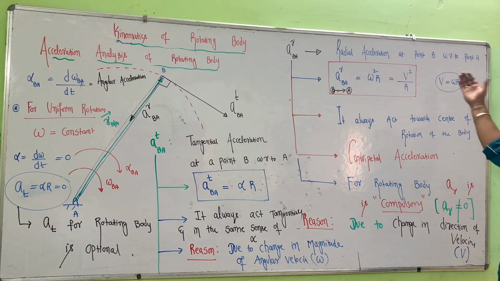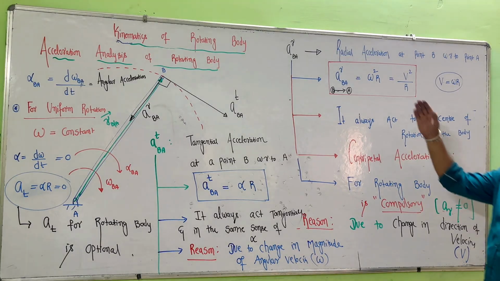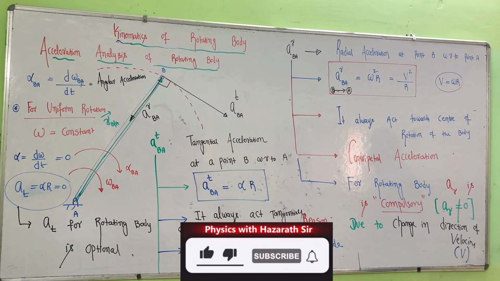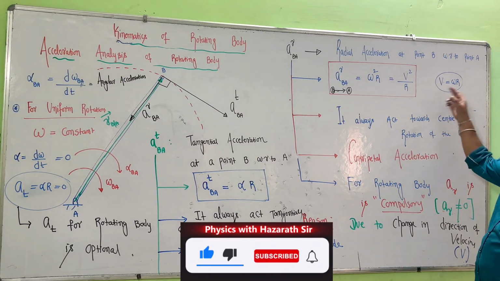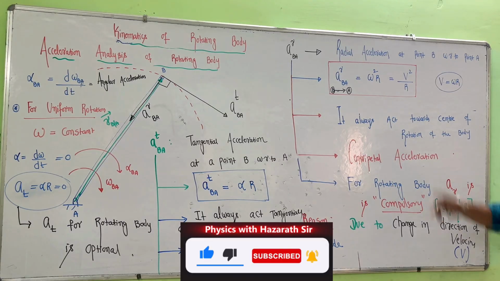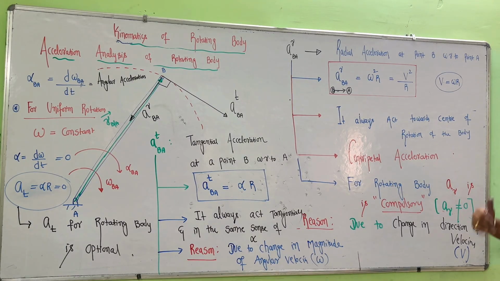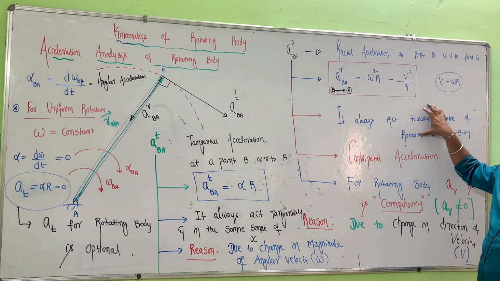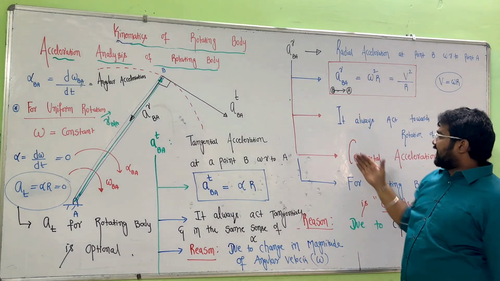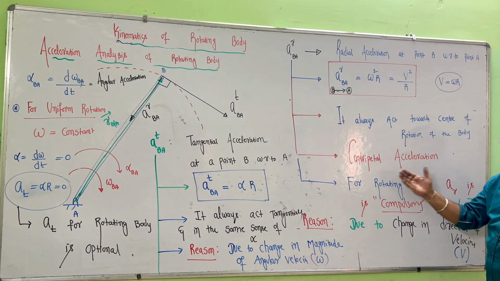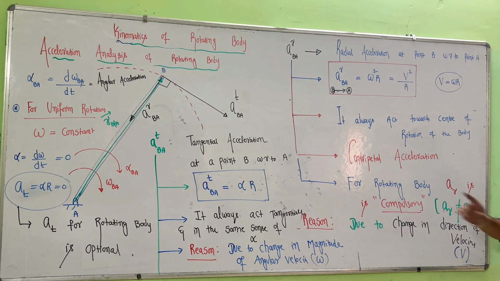Here, radial acceleration at point B with respect to point A. The magnitude of radial acceleration is omega square r. We can replace v equal to omega r here, giving v square by r. It always acts towards the center of rotation of the body. This is the direction of radial acceleration. We can call radial acceleration centripetal acceleration. For a rotating body, radial acceleration is compulsory.